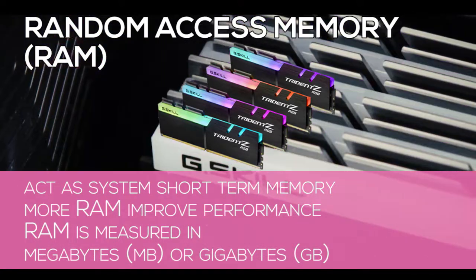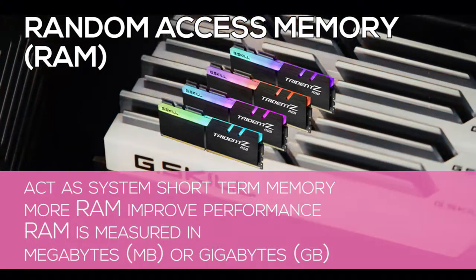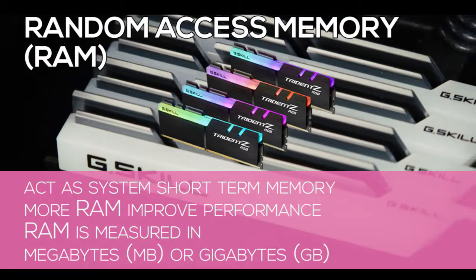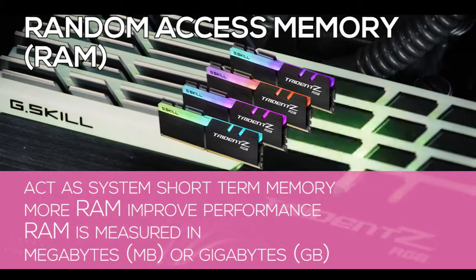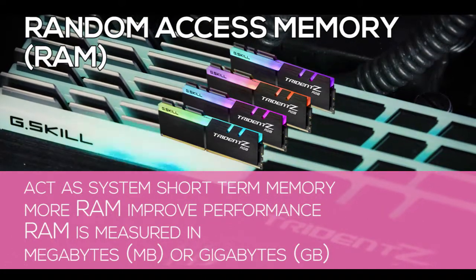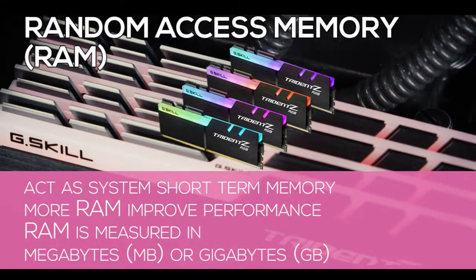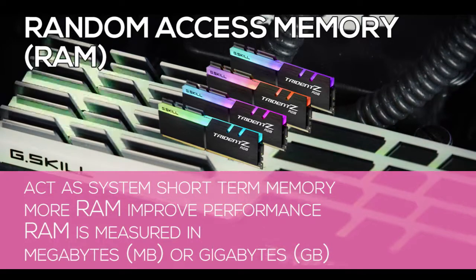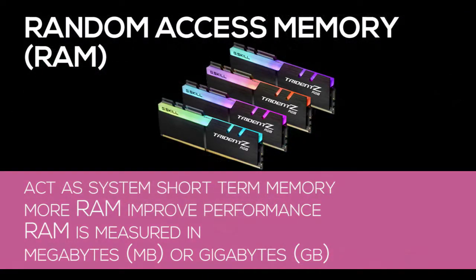RAM is measured in megabytes or gigabytes. The more RAM you have, the more things your computer can do at the same time. If you don't have enough RAM, you may notice that the computer is sluggish when you have several programs open. Because of this, many people add extra RAM to the computer to improve the performance.